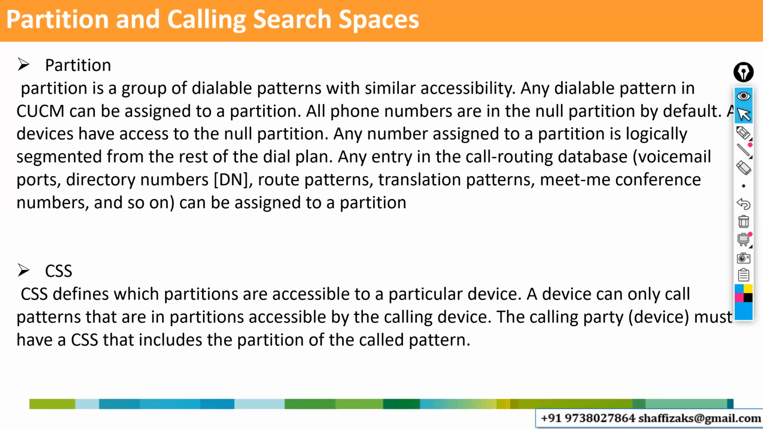For example, now we have an international number. We have created one user and applied one CSS. That CSS contains only emergency and local numbers. That means the user with that CSS can dial only local numbers and emergency numbers. Under that CSS, there is no international partition. That's how you can restrict it. That is the difference between partition and CSS. Any dial number can be assigned a partition, and CSS defines which partitions can be reached.